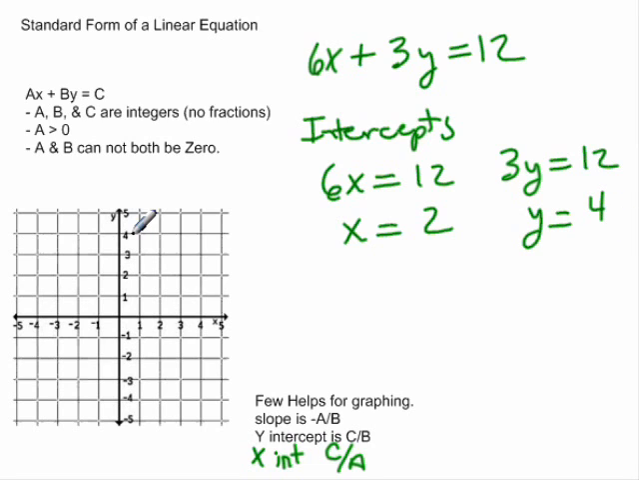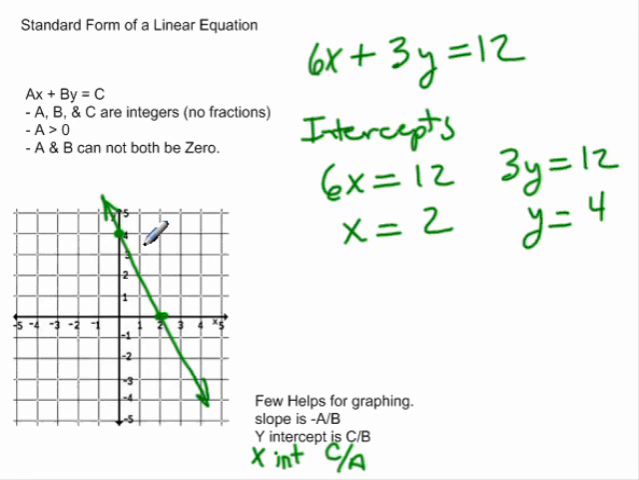Now, on the y-axis, we can plot a point at 4, and on the x-axis, we can plot a point at 2, and we can draw our line through it. And by drawing the line through that, let's see how good I can draw. It's not half bad. We see the graph. Notice that this graph crosses the x-axis at 2 and the y-axis at 4.